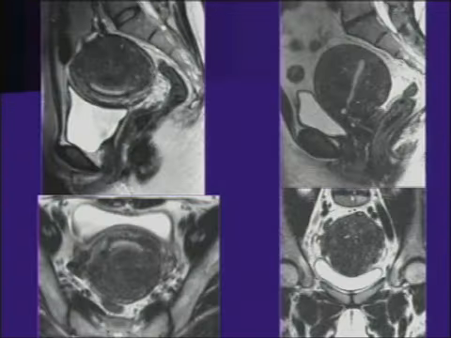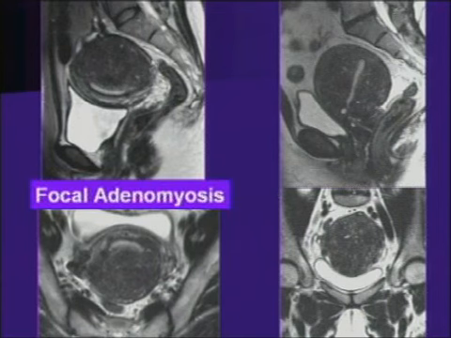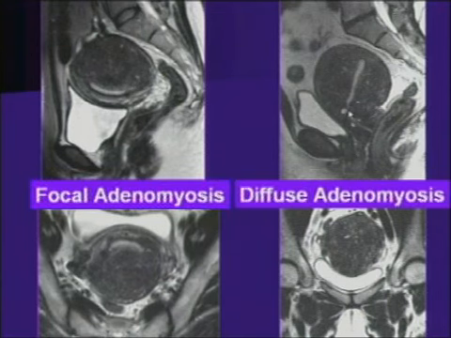Now, adenomyosis can be focal, as in this case, or it can be diffuse, as in this case, where we really don't distinguish any normal junctional zone. The entire uterus was replaced by adenomyosis and these cystic changes.